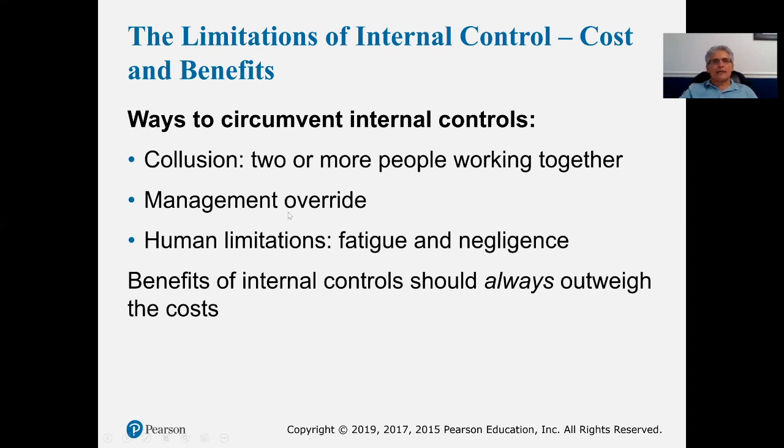Then there's management override, and what you have to be conscious about is that there are times when it makes sense for management to step in and say, no, we can't do it this way. We're going to have to circumvent the system to make sure we can fulfill our obligations. But just by nature of having that ability for management override creates a limitation. And then there are human limitations, including fatigue and negligence. The benefit of internal controls should always outweigh the costs, or the costs should never exceed the benefits.